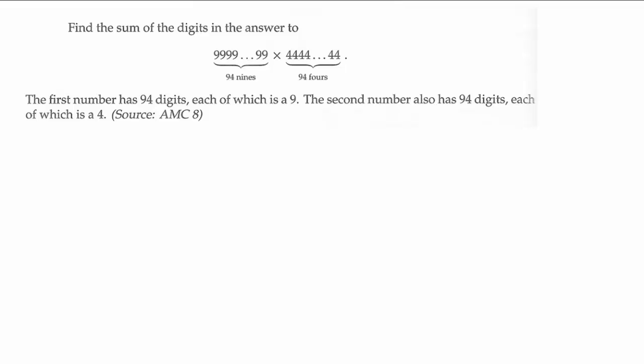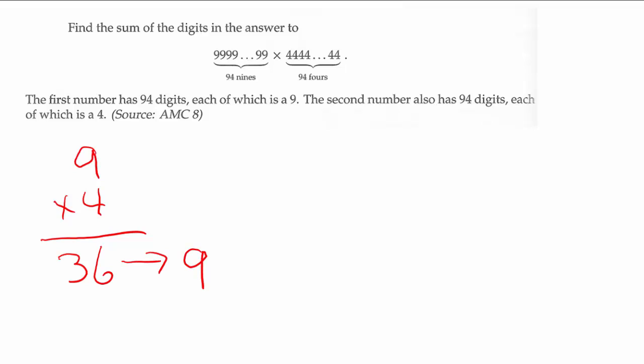So the simplest problem related to this problem that you can think of is just multiplying 9 times 4. And that's just 36, and the sum of those digits is 9. Well, that by itself is not very helpful. You can't find a pattern with just one case. So let's go to the next hardest problem that we can do.